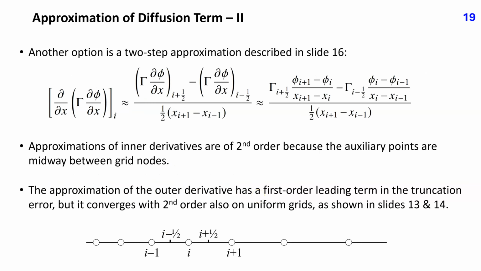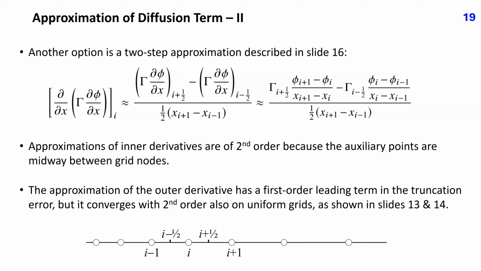Another option is to use the two-step procedure described in slide 16. To this end, we only need to interpolate the diffusion coefficient to the auxiliary locations i plus 1/2 and i minus 1/2. Because these lie midway between grid nodes, a simple averaging is a suitable second-order approximation. The first derivatives are approximated the same way as when the diffusion coefficient is constant.